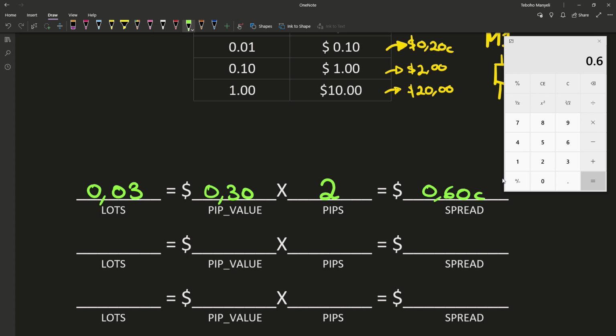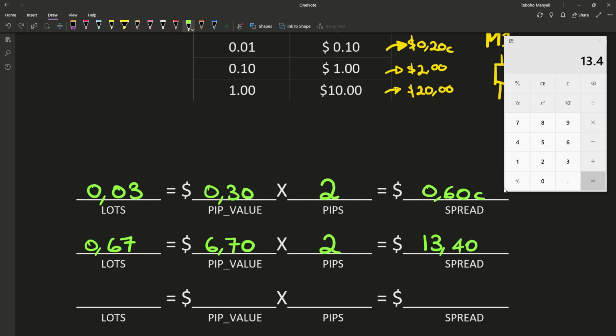Let's say you use the lot size of 0.67. This means the pip value there would then be $6.70 on each pip, plus minus, and you have 2 pips to pay for. All right, this would mean then we're gonna take $6.70 because that's the pip value, multiply that by the 2 pips that you need to pay for, and that would mean that on this trade you're going to be spending $13.40 on that trade once off.